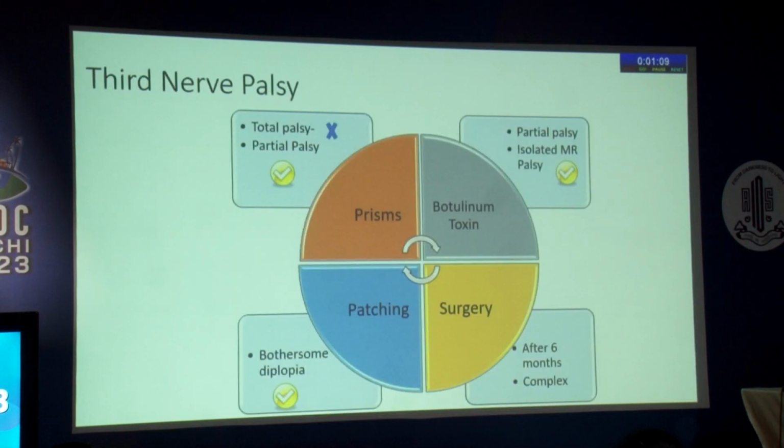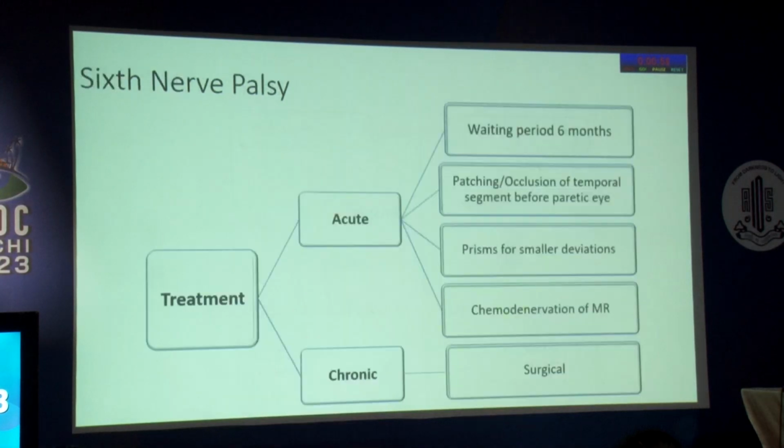The common causes of diplopia are third nerve, fourth nerve, and sixth nerve palsies. In third nerve palsy, prisms can be used in a partial palsy, not in total palsy. Botulinum toxin can be tried in partial palsy as well as isolated muscle palsies. Patching can be used when there is a bothersome diplopia. Surgery as and when indicated after 6 months.